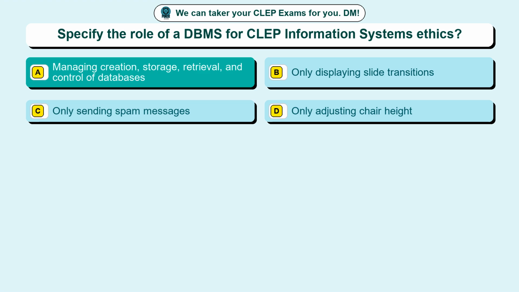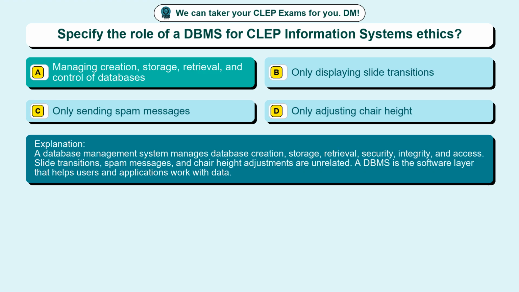The correct answer is option A. Managing creation, storage, retrieval, and control of databases. A database management system manages database creation, storage, retrieval, security, integrity, and access. Slide transitions, spam messages, and chair height adjustments are unrelated. A DBMS is the software layer that helps users and applications work with data.